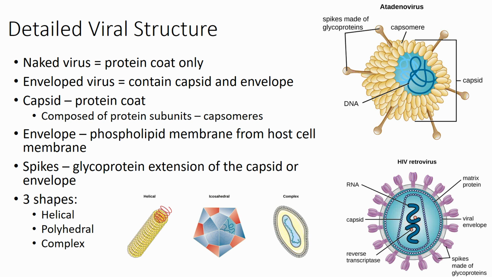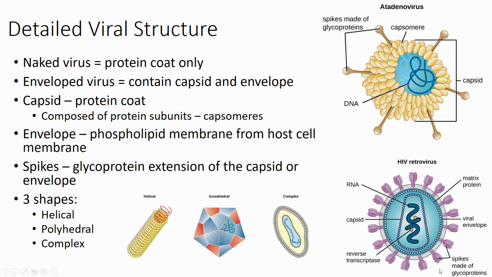Since, as I said in the last slide, all viruses contain DNA or RNA surrounded by a capsid, if that's all they have, then that virus is considered naked. If the virus has, in addition to the protein coat, also that extra fatty envelope, we call it an enveloped virus. So looking here, this picture represents a naked virus. We have the DNA, which is the core genomic material in the center, surrounded by the capsid. The capsid itself is made of individual proteins called capsomeres.